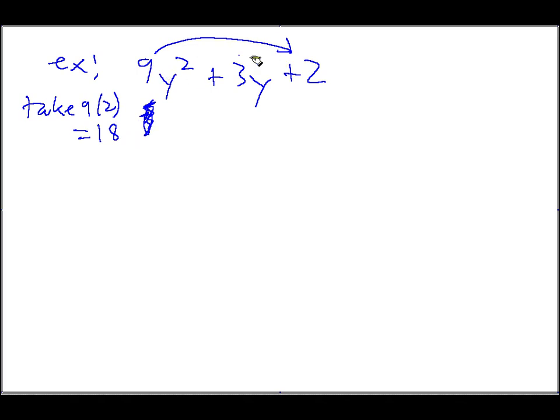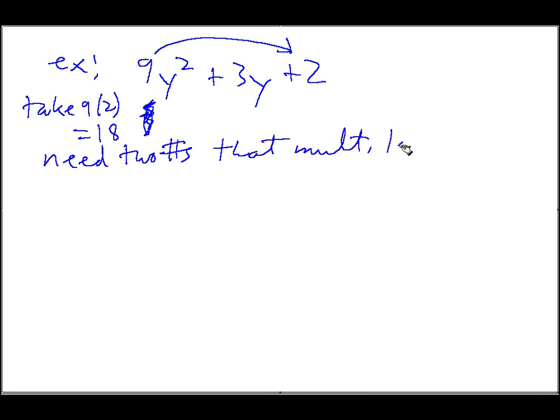Okay, so A times C, right? 9 times 2 is going to be 18. So I need two numbers, all right, that multiply to that product, 18, and add to what? Add to the middle number, positive 3. Can we see that?